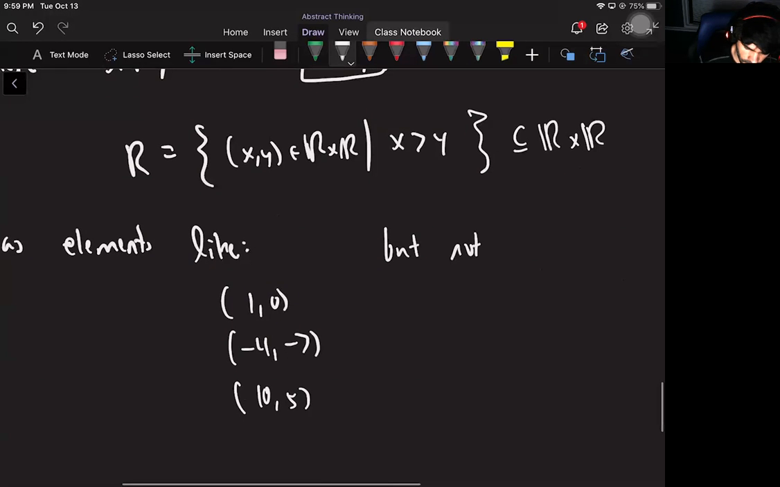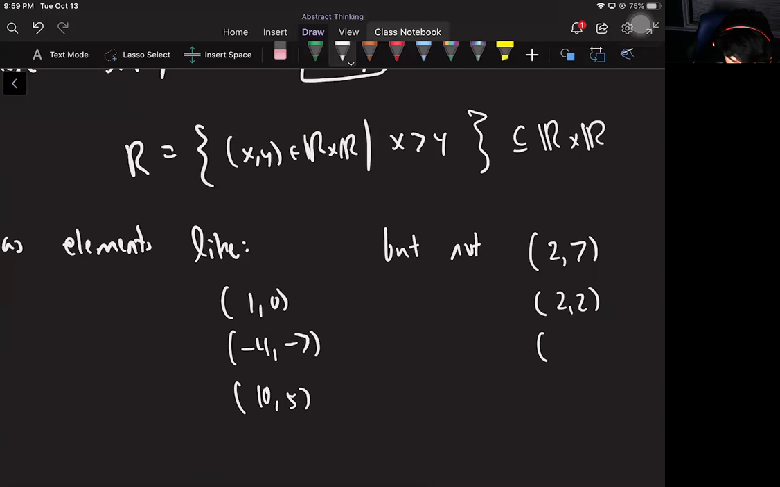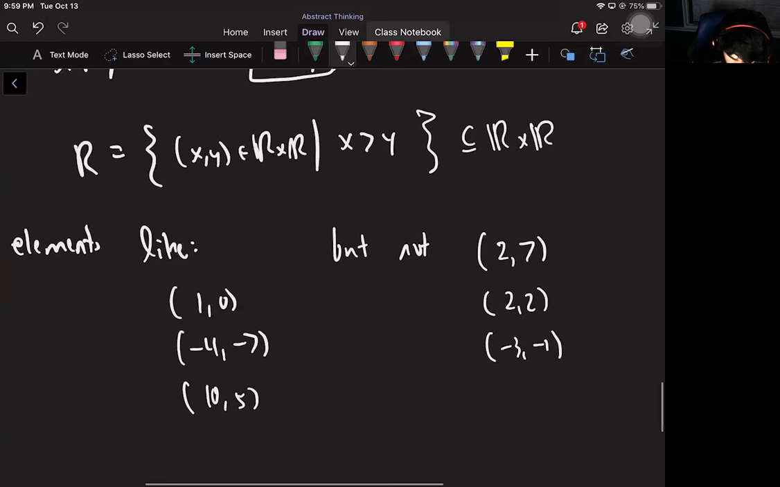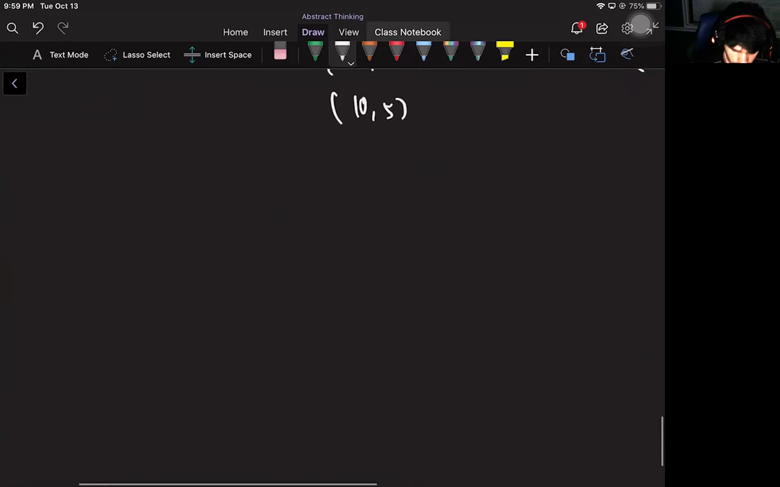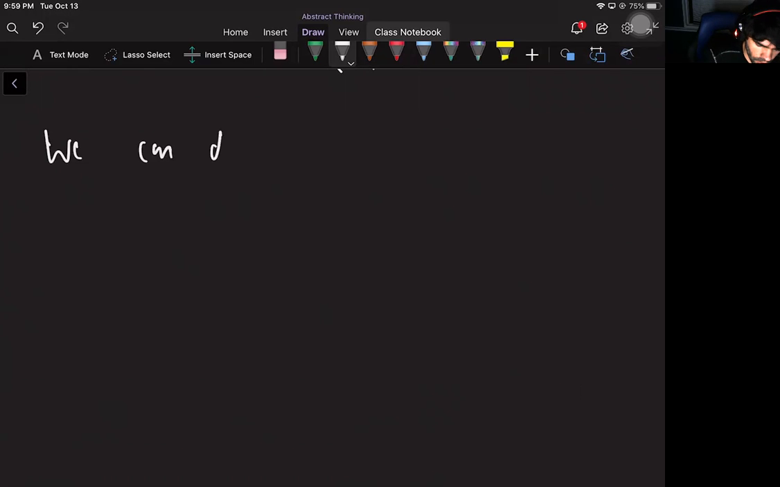But not things like 2 comma 7, right? Because 2 is not bigger than 7. Also 2 comma 2 is not in there because 2 is not bigger than 2, it's equal to 2. And stuff like this, right? So -3 comma -1 is not in there because -3 is not bigger than -1. So in fact, we could sort of sketch a picture of this relation because it lives on R cross R, we can draw it.